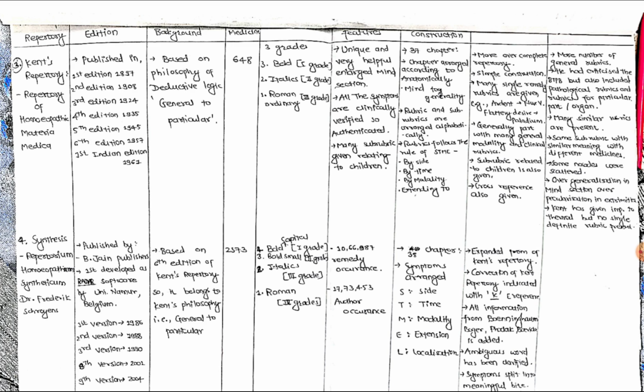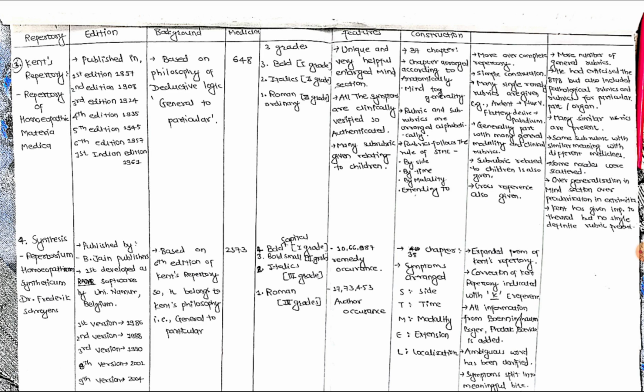Construction: 37 chapters. Chapters are arranged according to anatomical sections, mind to generalities. Rubrics and sub-rubrics are arranged alphabetically. Rubrics follow the rules of STME: by side, by time, by modality, and extension. Limitations and advantages. So first we look into the advantages. Moreover, it is a complete repertory with simple construction. Many single remedy rubrics are given.